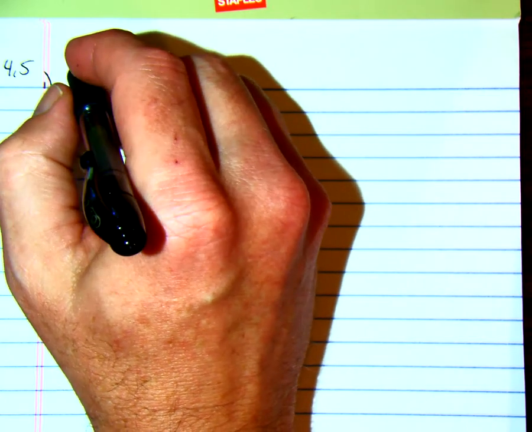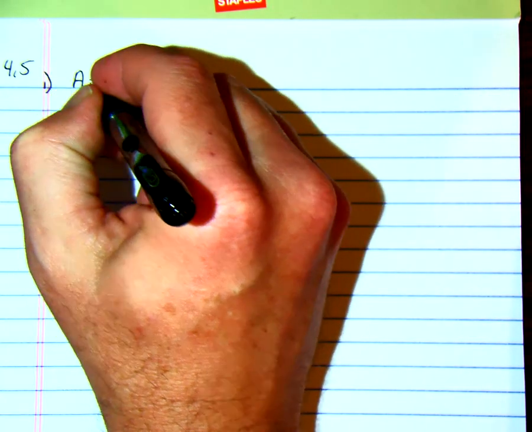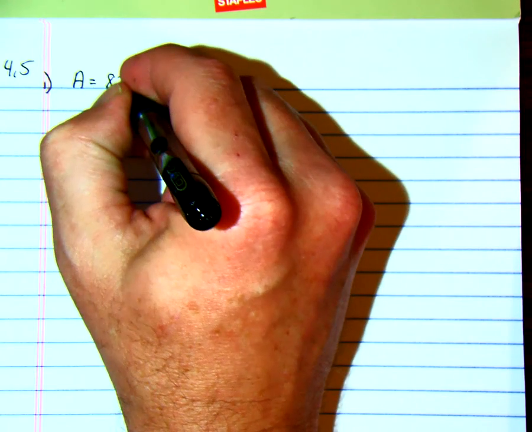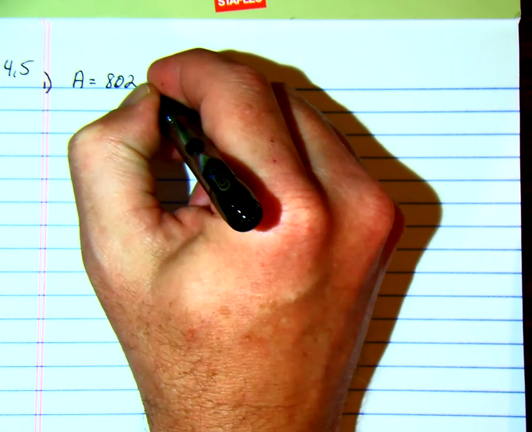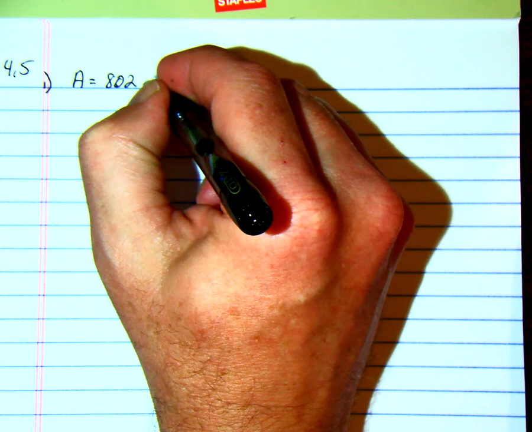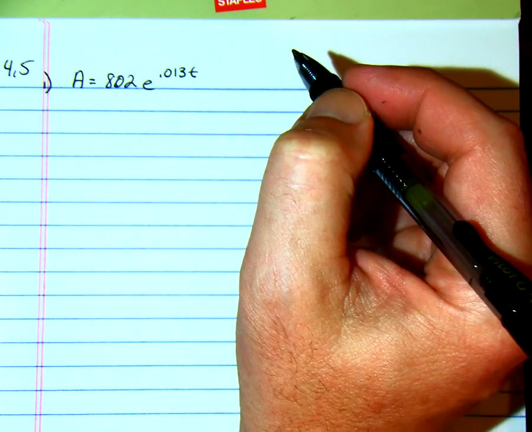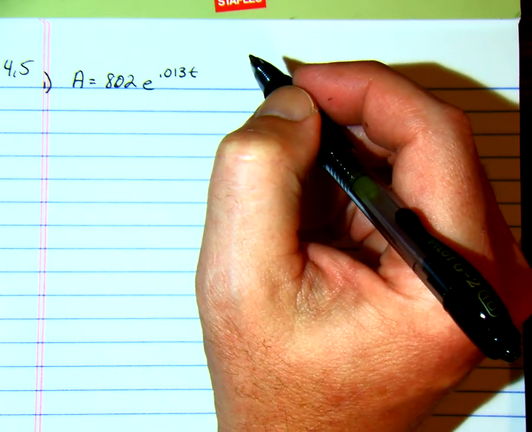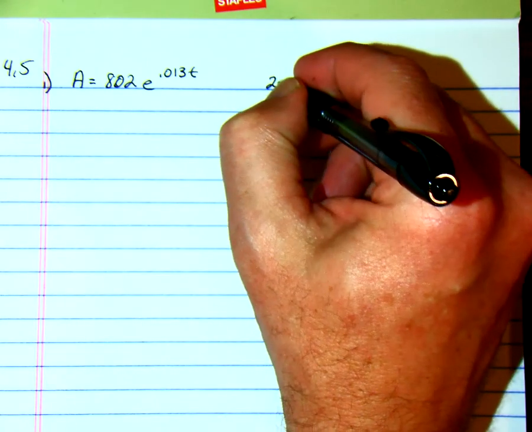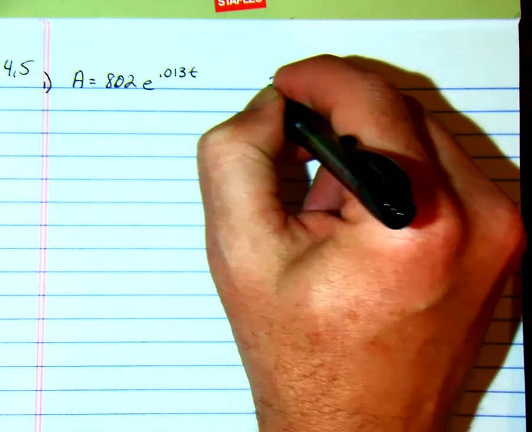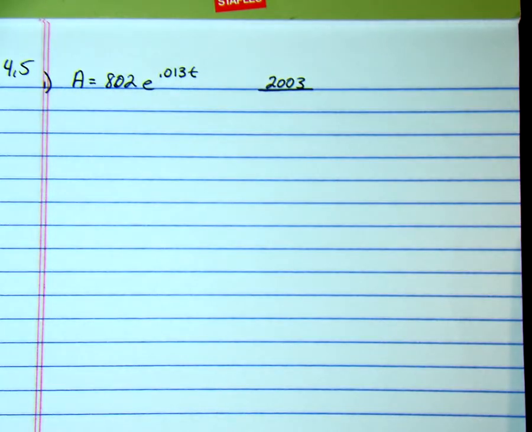But just to refresh our memory on what we're doing, we have an exponential model. It's A equals 802 e to the 0.013 t power, and this describes the population of a country in millions t years after 2003. So 2003 is going to be the year this is based off of. Use the model, predict the country's population. Use the population of the country in 2003.